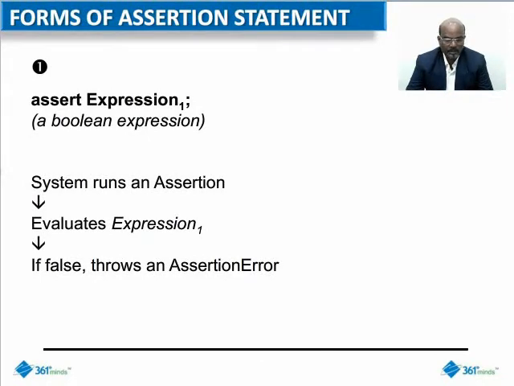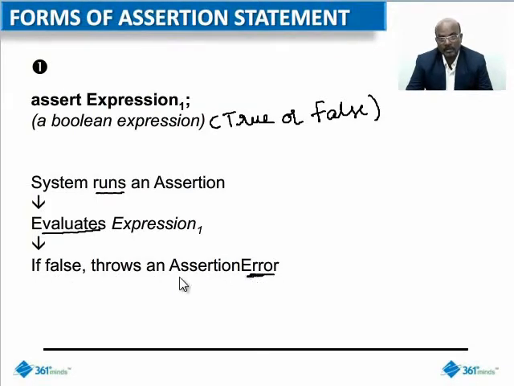This is how an assert expression looks like. An assert expression, which could be a Boolean expression, true or false. When the program runs, the system runs the expression and evaluates it. If the expression turns out to be false, then an error message is thrown, which is called an assertion error.